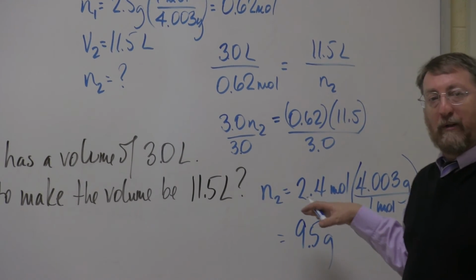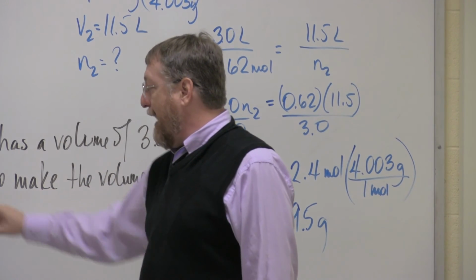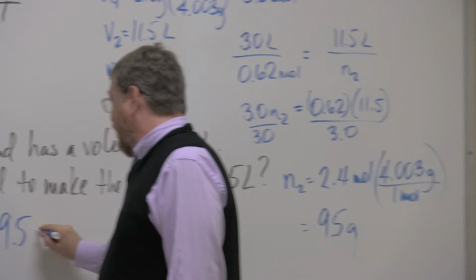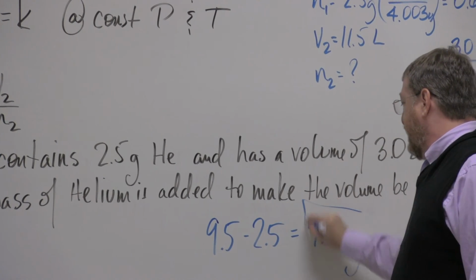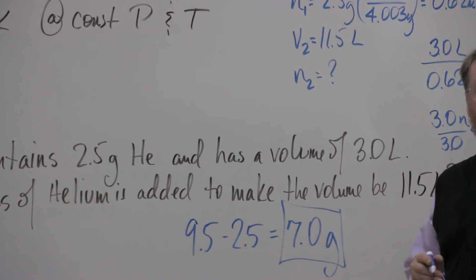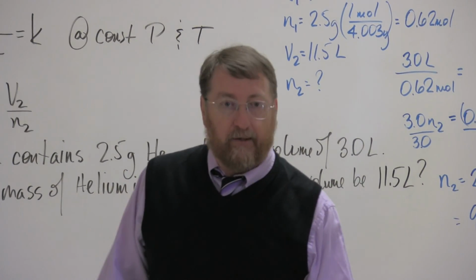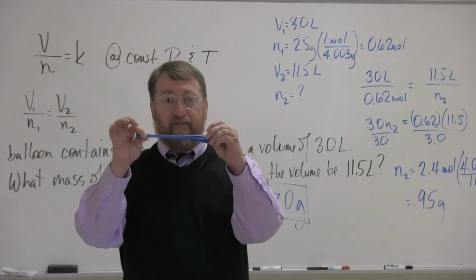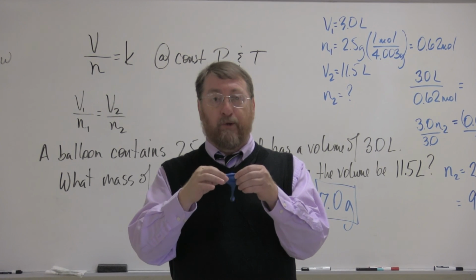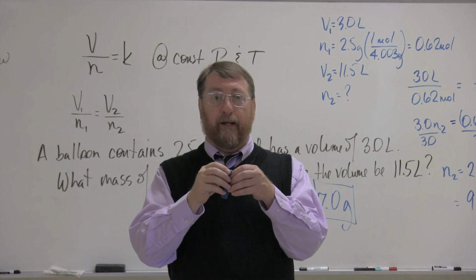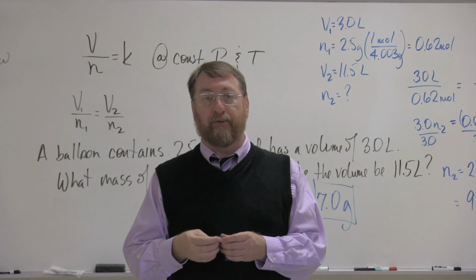So when we're done, the balloon contains 9.5 grams. But again, the problem asks how many were added. So 9.5 minus 2.5 equals 7.0. 7 grams of helium were added to the balloon to expand it. So in summary, Avogadro's law tells us the volume of a container, like a balloon, will increase proportionally to the number of particles entered in. Or we would say the volume of the gas is directly proportional to the number of moles of gas it contains.